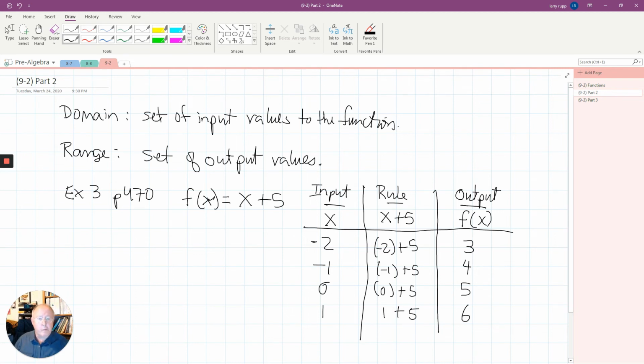That's a function table, and that's all there is to it. You have input values, the x, you have the function rule, and then you have output values.